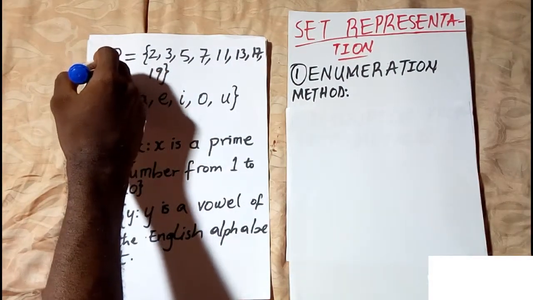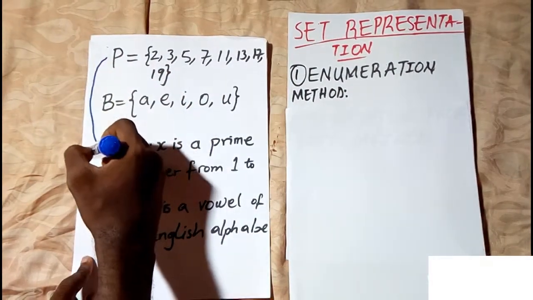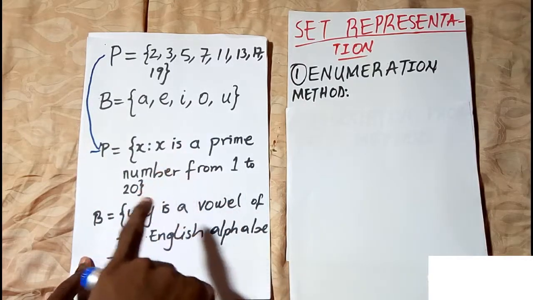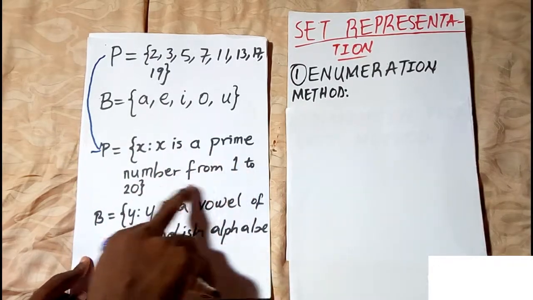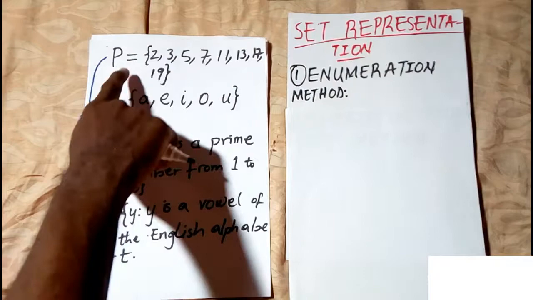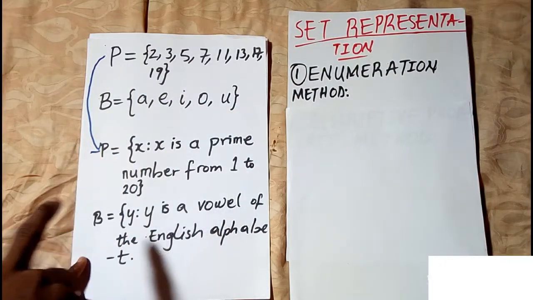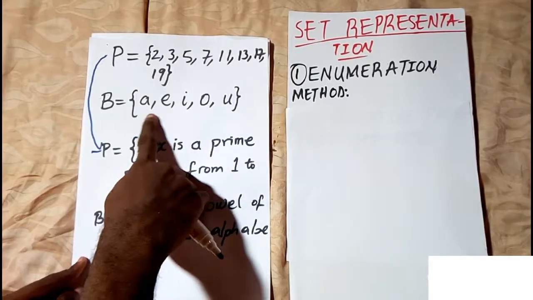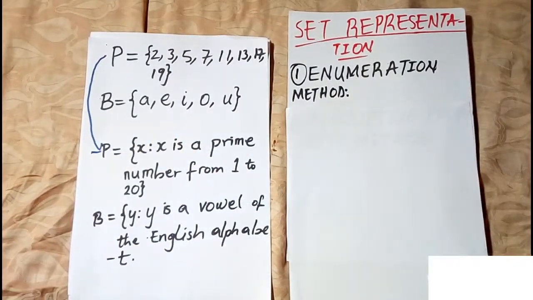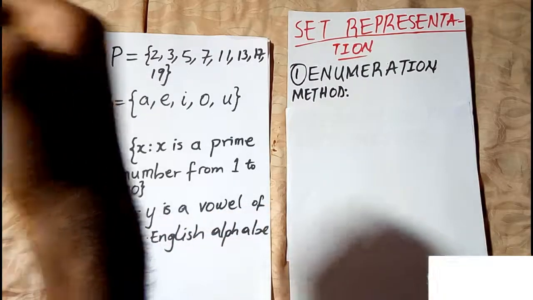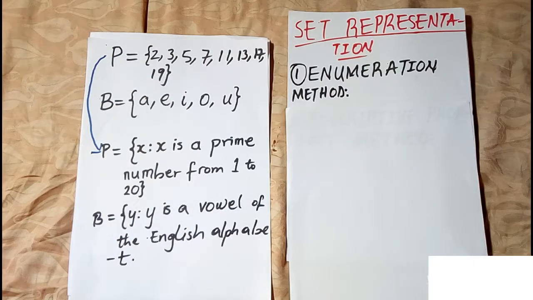These are prime numbers, and now we have listed them out. I will say x is a prime number from 1 to 20. These have been listed out. So this is one method of representing it. The next example there is the 5 vowel letters of the alphabet, A, E, I, O, U. So this is a way of representing sets by listing them out.